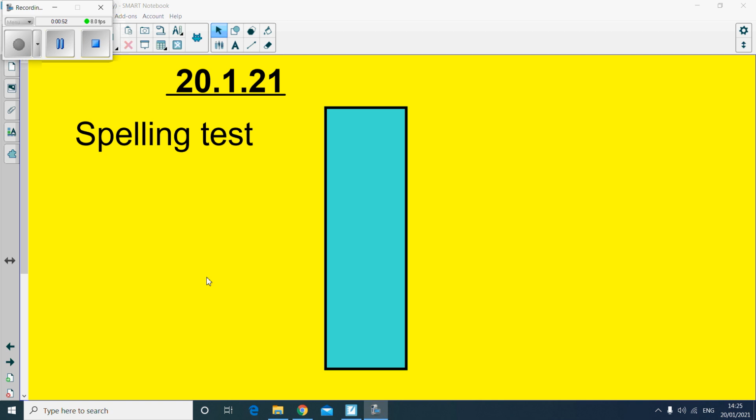Number 6, offered, offered. Number 7, benefited, benefited. Number 8, benefiting, benefiting. Number 9, focused, focused. And 10, focusing, focusing.